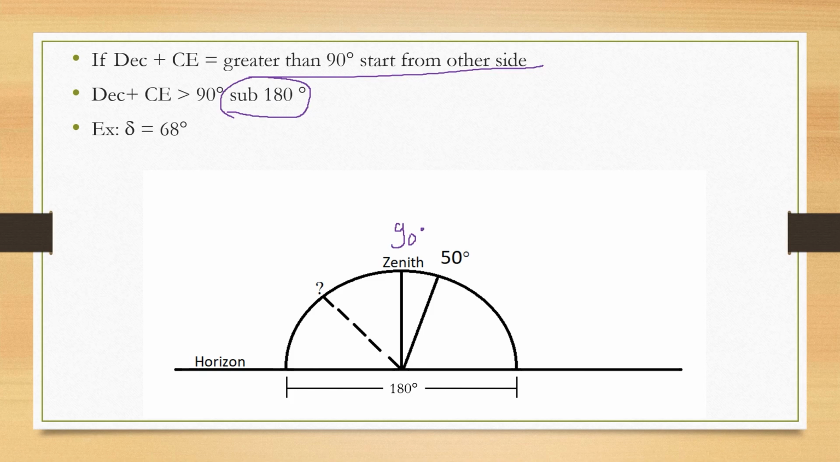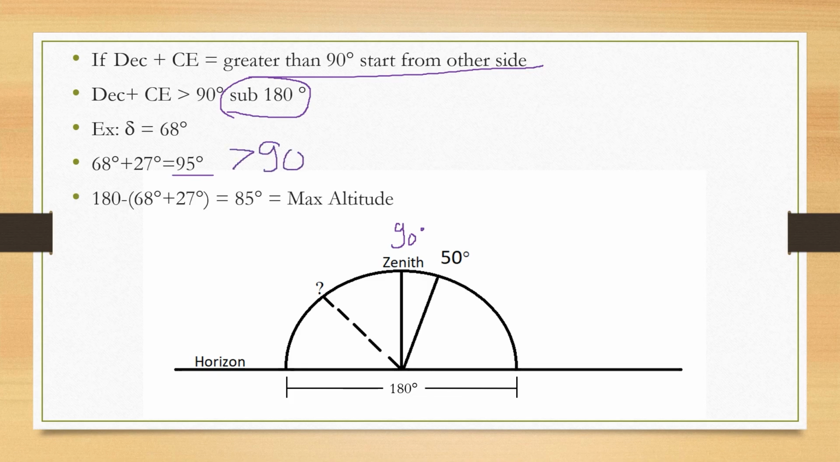A declination of 68 degrees. Okay, we add that to 27 degrees because that's the distance between us and our celestial equator, and we get 95 degrees. Well, that's greater than 90. So what do we do? We take 180 and subtract it by 95, and we get 85, meaning our max altitude is 85 degrees. And since it's positive, 85 degrees is right about here.